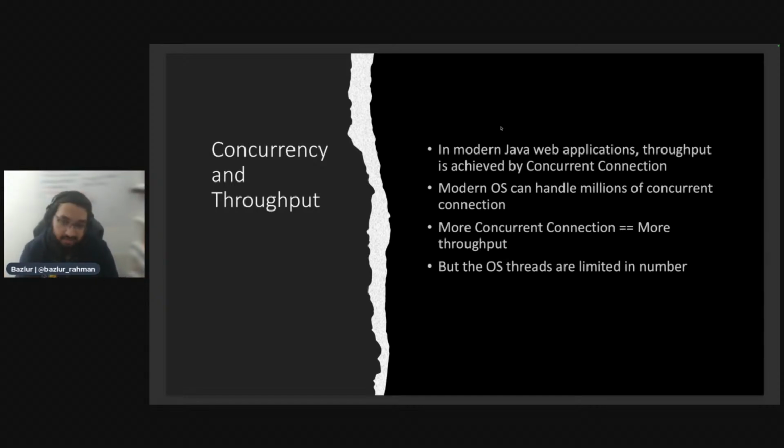But there is a but, which is that threads are a limited resource. It's expensive. We cannot have a lot of them. So essentially, this is the problem we are dealing with. So now the question becomes, how many threads can we essentially create?